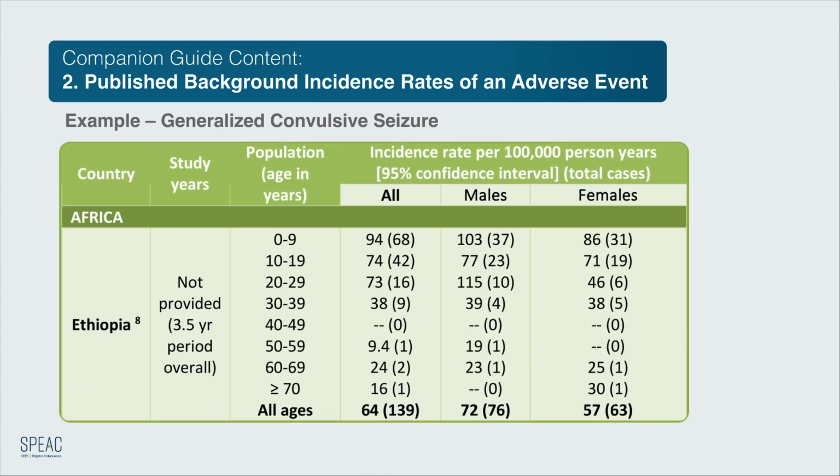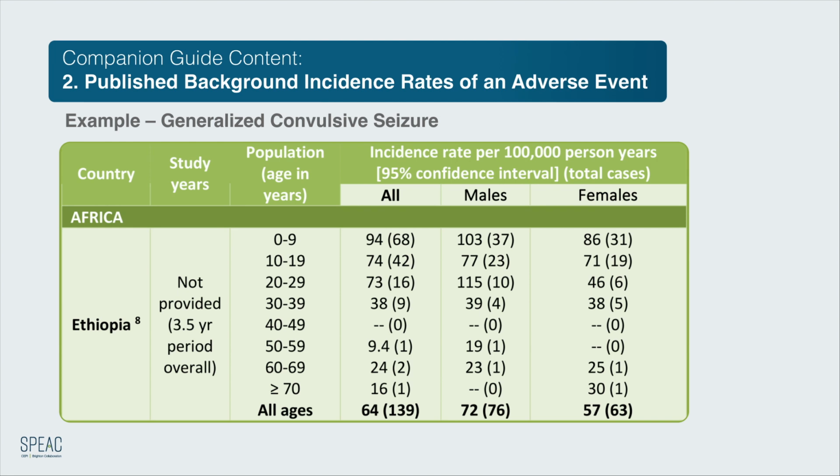The example shown here has data on the incidence of a generalized convulsive seizure from a population-based study done in Ethiopia. The companion guide presents a table summarizing the published incidence rate data for the event based on the definition of the event as described by the authors of the publication. It's important to note that the case definition used can differ between publications and often is not based on the Brighton case definition.